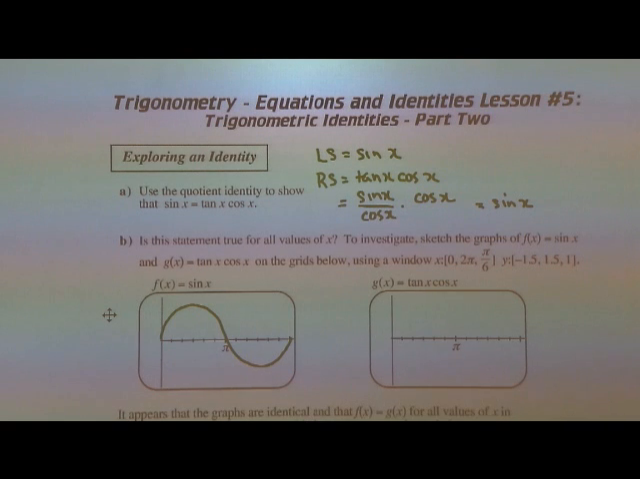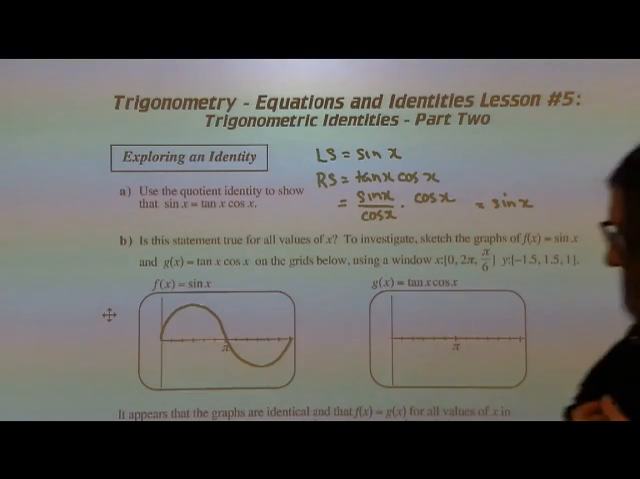And if the two sides are equal, what should tan x cos x look like? It should be the same. So double check it just to make sure that it is the same.